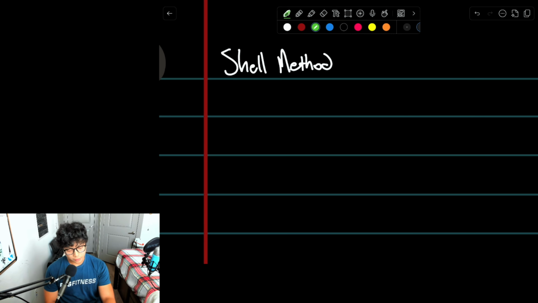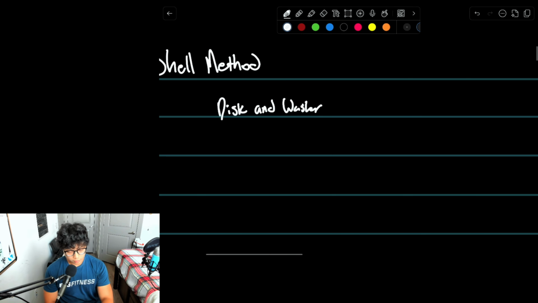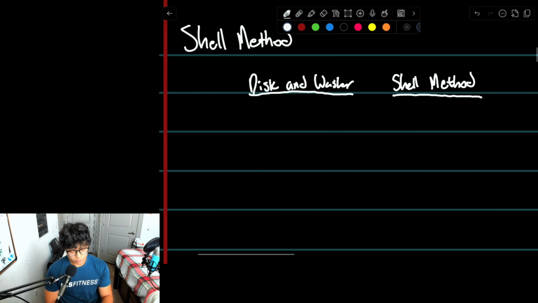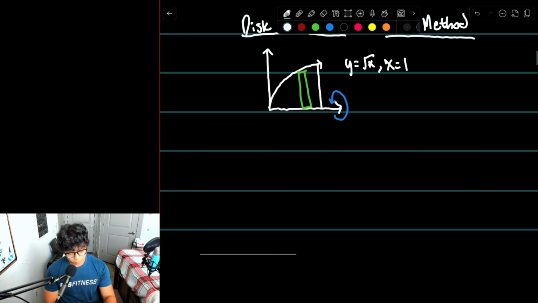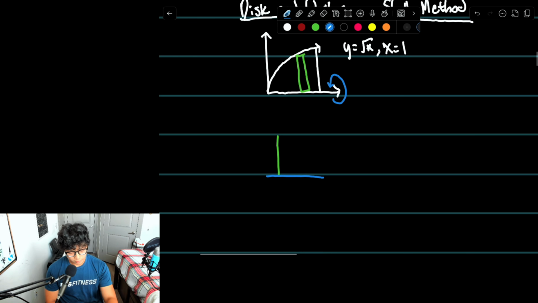So again, before we start the shell method, let's see the difference between using disk and washer and the shell method. So with disk and washer, I want you to remember that, and let's use y equals the square root of x as our graph, bounded by x equals 1. Our rectangle that we draw is going to be perpendicular to our axis of rotation. So notice here that our rectangle is upward like this, and our axis of rotation, which is x, is going to be like this, which has a perpendicular cross section.